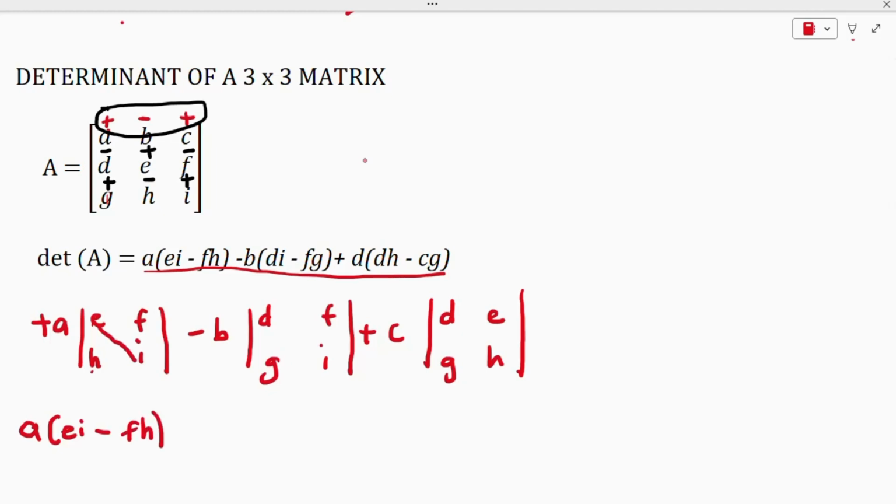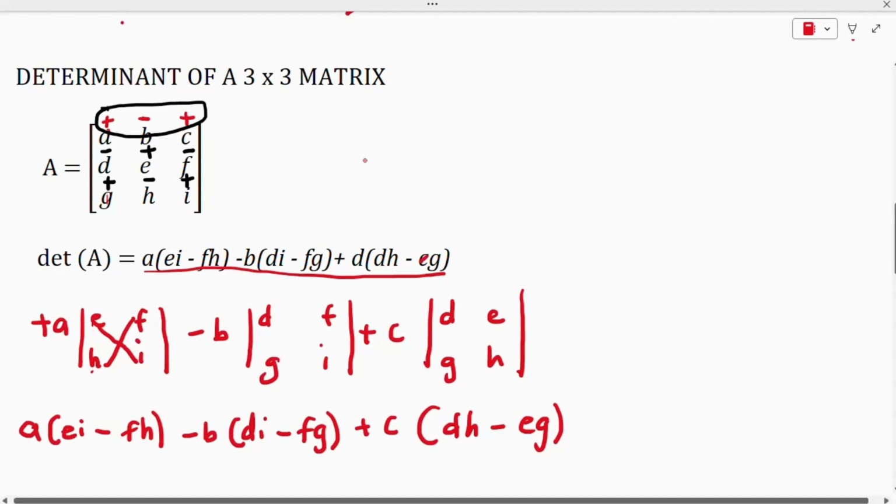That is, this is multiplying this and this is multiplying this, so we have minus b into di minus fg and plus c multiply dh minus eg. Alright, so this is how this answer was gotten, right? Sorry, this is supposed to be e and not c. Alright, so this is how we're able to get the determinant of A.